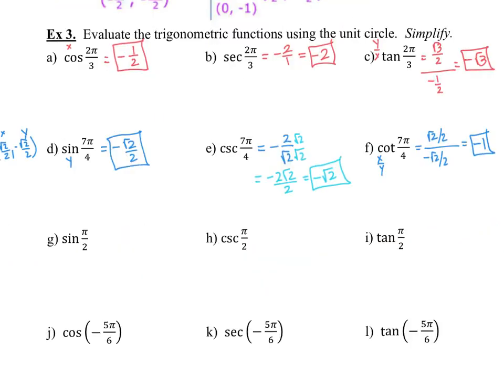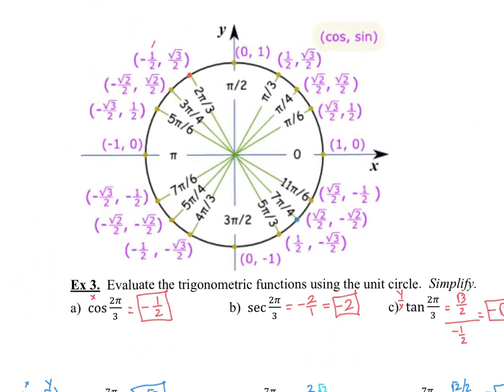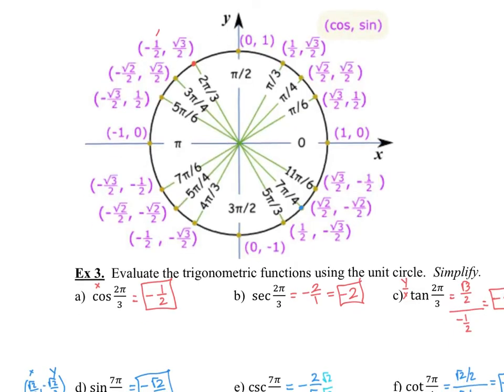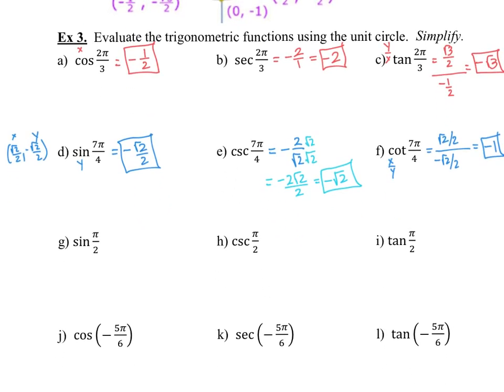Okay, the next one is at pi over 2. Pi over 2 is one of the easiest ones to memorize, but let's go back. Okay, pi over 2 is up at the top. The ordered pair up at the top is 0, 1. So let me write down the ordered pair as a note, and then we'll try to evaluate it. Okay, so the ordered pair is 0, 1, so the x is 0, the y is 1. The sine is the y value, so the sine of pi over 2 is just 1.